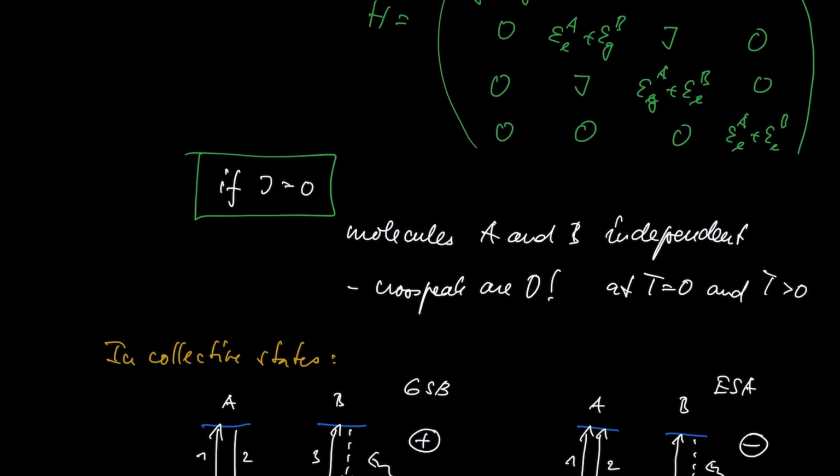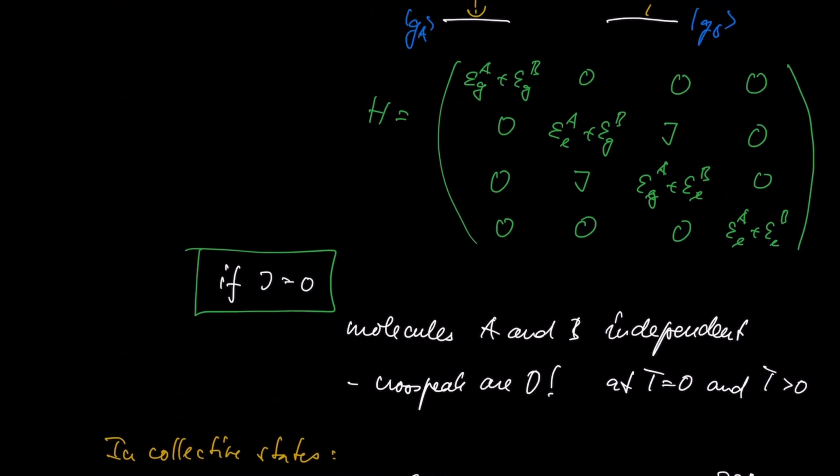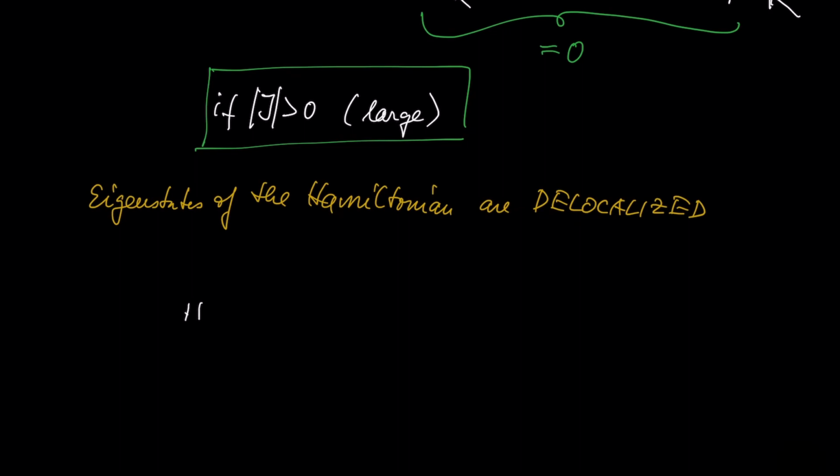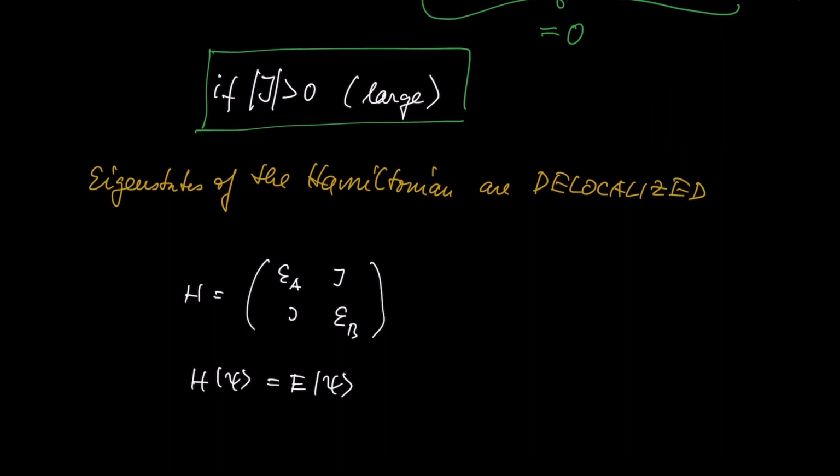Why is that? If you take this Hamiltonian here and want to diagonalize it, that is, find its eigenstates, you only have to diagonalize this middle section. You basically just have a problem of diagonalizing a 2 by 2 Hamiltonian with the energies of molecule A alone and molecule B alone and coupling J, and you ask what's the result of this eigenproblem here.